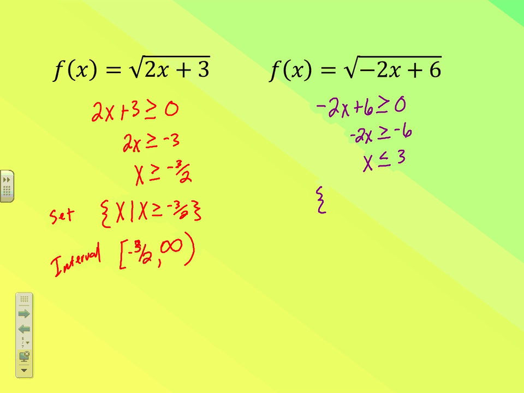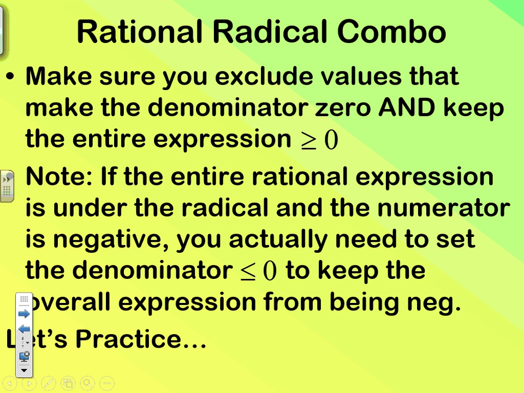So set notation here, we would say x such that x has to be less than or equal to positive 3. And in interval notation, since we can use everything less than 3 all the way up to it, we'd say from negative infinity up to 3, and we can use the 3, so we put the bracket around. And that's pretty much it as far as identifying what the domains would be for a rational or a radical equation. Now let's take a look at a combination.